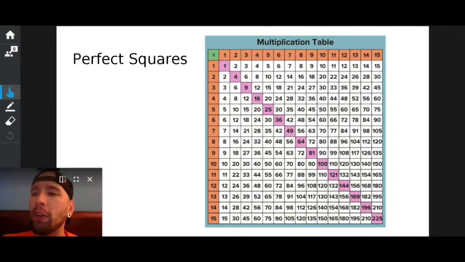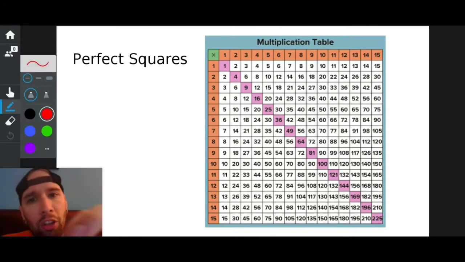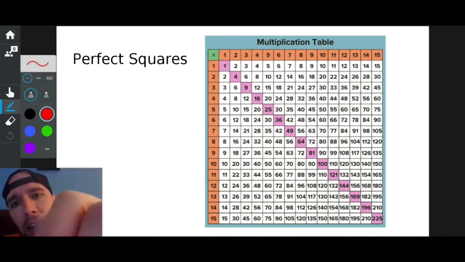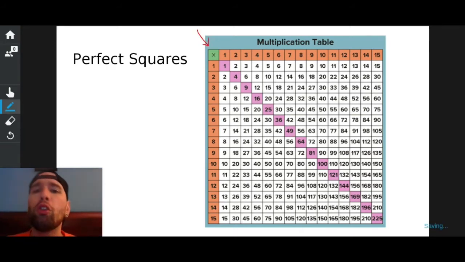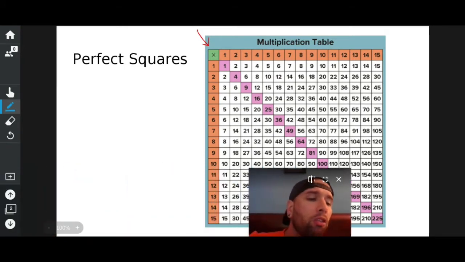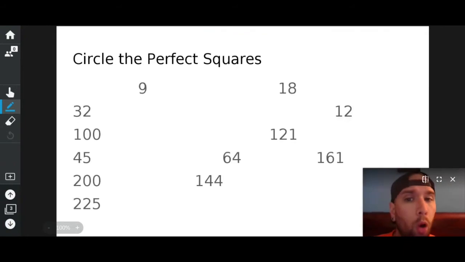Perfect squares. Perfect squares are the numbers that you see here in this purple diagonal. They're the numbers that if you multiply a number by itself, you get that number. 1 times 1 is 1, 2 times 2 is 4, and 3 times 3 is 9. So the perfect squares are 1, 4, 9, 16, 25, 36, 49, 64, 81, 100, 121, 144, 169, 196, and 225. Those are called the perfect squares. Okay? So this chapter, we're going to be dealing with those numbers a whole lot.